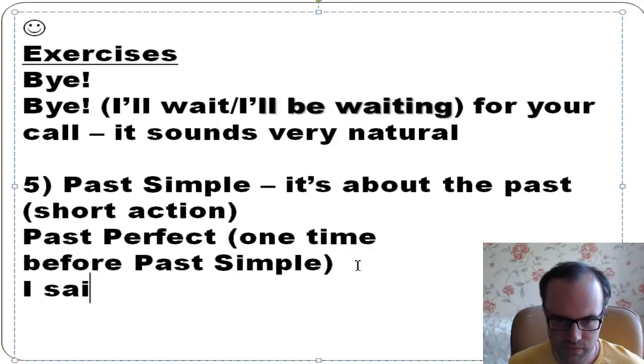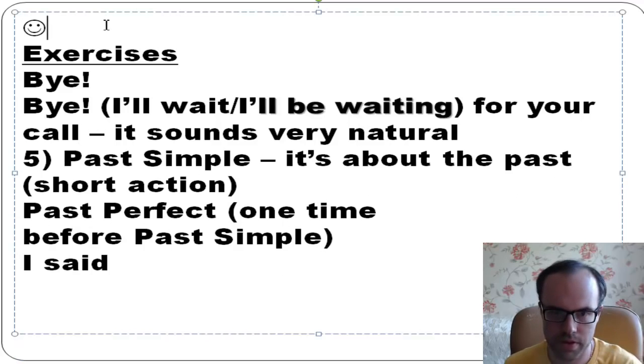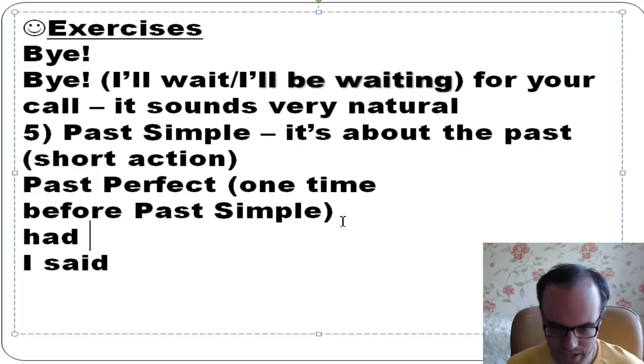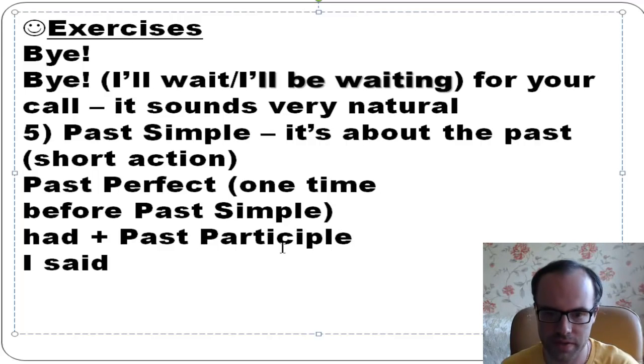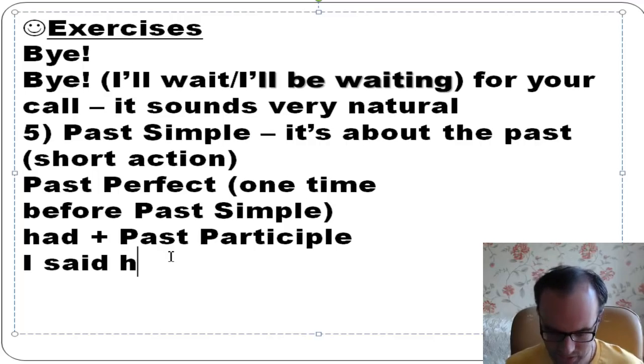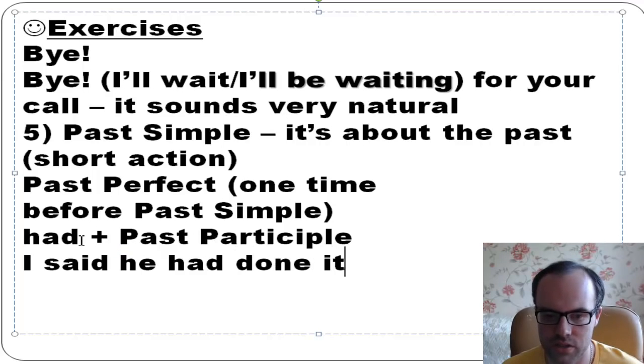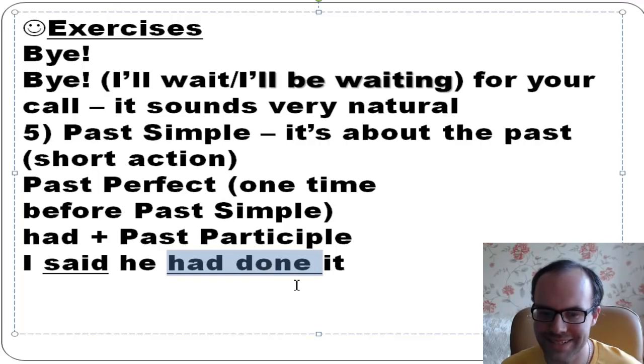For example, I said, so it's past simple. And what is past perfect? It's had plus past participle, or plus the third form. I said he had done it. So look, it's past simple. You see, I said, so say, it's an irregular verb. Say, said, said. He had done it, so it's past perfect. Had and done is past participle. So I said he had done it.